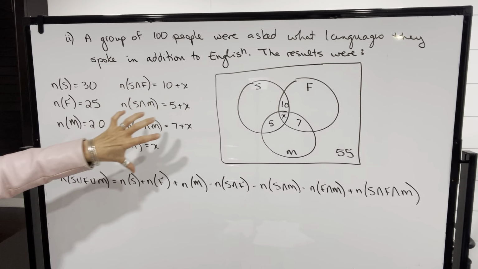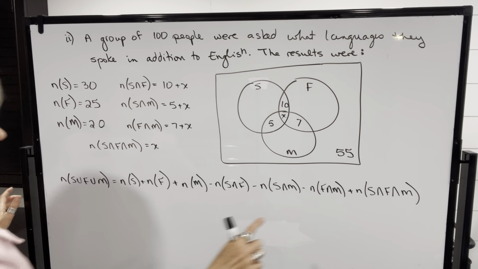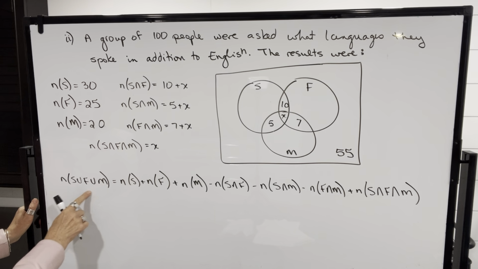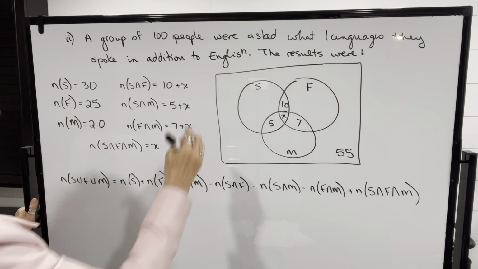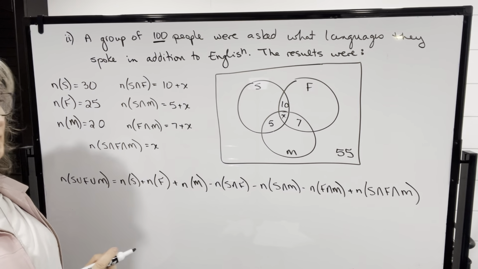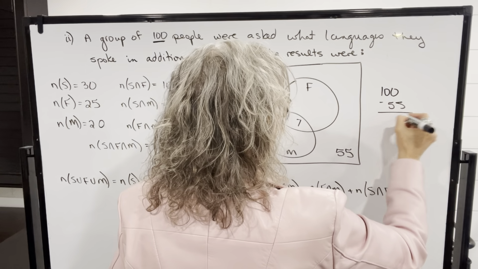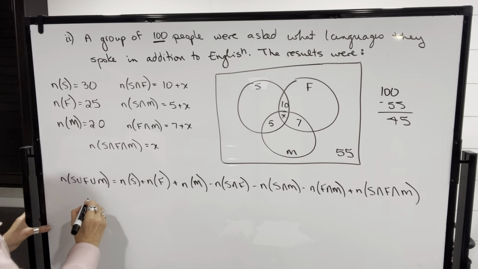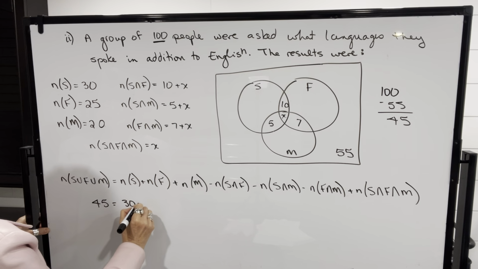I'm going to put these values or expressions into my formula. Now, because this is the thing I don't know, I need to know what this value is. What is the union of the three categories? So how many people speak at least one other language? Well, if there were 100 people surveyed and 55 didn't speak another language, that means 45 people did speak at least one other language. So we know that value, we plug that in. We put our other values in.